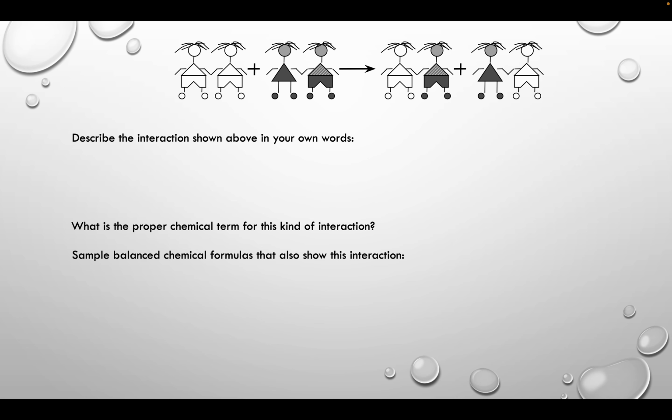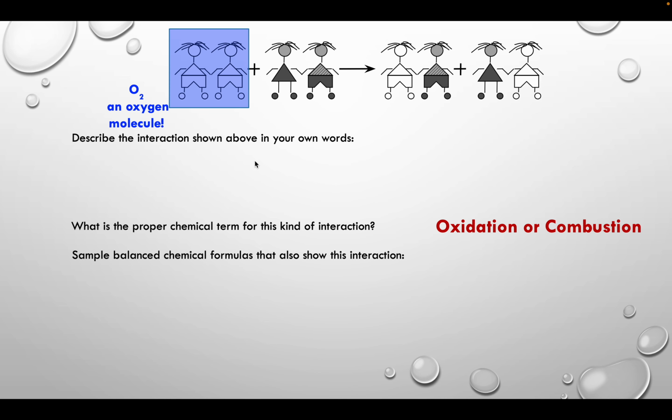Chemists do have a name for this, because these twins are going to represent an oxygen molecule. So this is an O and this is an O. So this is an O2 molecule right here. And when this happens right here, we're going to call this an oxidation reaction. Literally, we're going to add oxygen to everything.